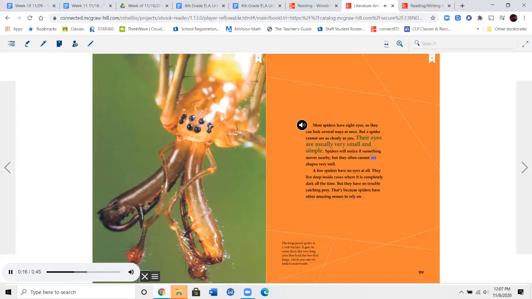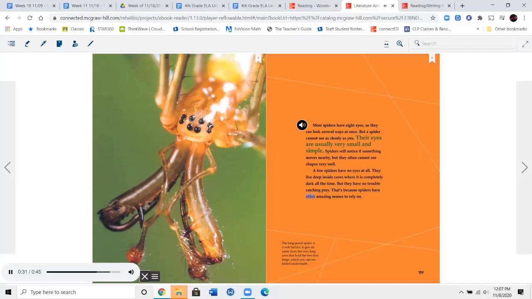A few spiders have no eyes at all. They live deep inside caves where it is completely dark all the time. But they have no trouble catching prey. That's because spiders have other amazing senses to rely on.